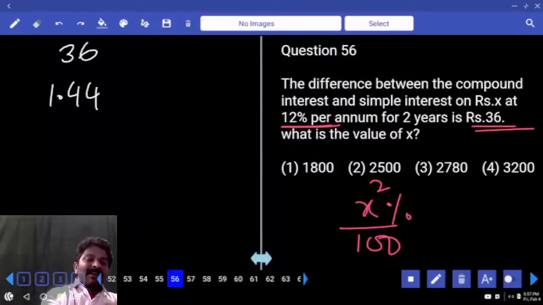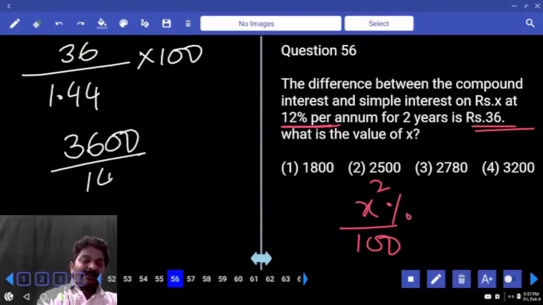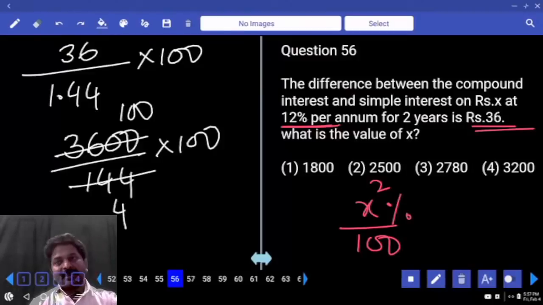Then 1% value is equal to 36 by 1.44, and principal is equal to 100%, which is equal to into 100. So can we write numerator as 3600 divided by 144, multiplying both numerator and denominator with 100, and again we have 100, correct? So 36 100 times 36, 4 times 100 by 4, 25 into 100, 2500.